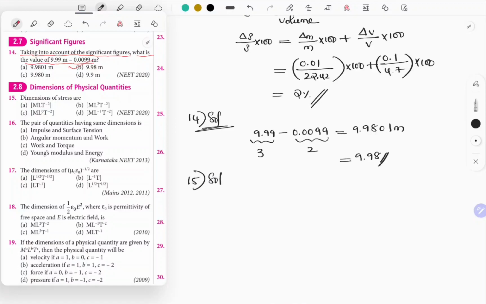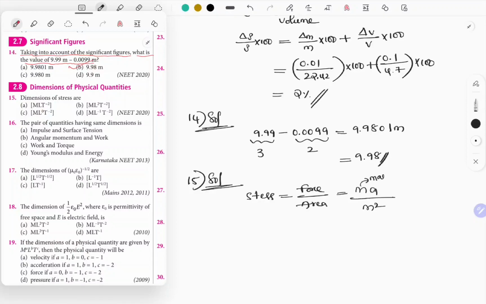Question number 15 is based on physical quantities, dimensions of physical quantities. Look at this, the stress dimensional formula. The formula for stress is force by area. So we know the force dimensional formula. If you cannot remember it, you have to convert this in the form of fundamental physical quantities. Force is not a fundamental quantity, it is a derived physical quantity. Then I have to convert it into mass into acceleration divided by area, which is not fundamental. Then I have to convert it into meter square.